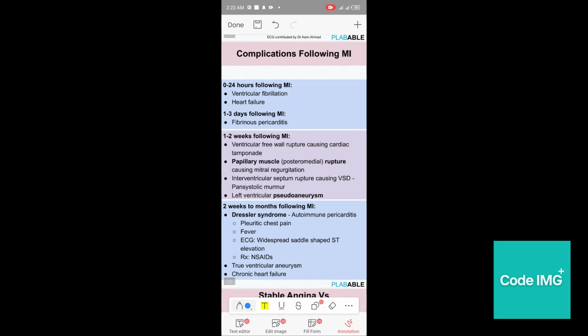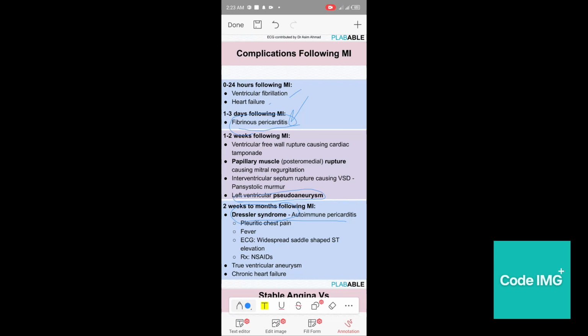So, complications of the MI. On the first day, within 24 hours, it's ventricular fibrillation and heart failure. From 24 to 72 hours, it is acute pericarditis. Do you remember from the last lecture? And then comes Dressler syndrome, at 2 to 6 weeks. Within 1 to 2 weeks, there's free wall rupture, cardiac tamponade, and papillary muscle rupture. So all kinds of ruptures of the wall or the septum come in 1 to 2 weeks, and left ventricular pseudoaneurysm.